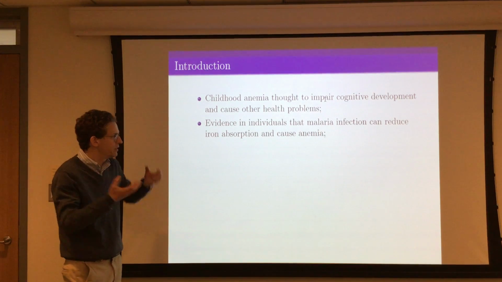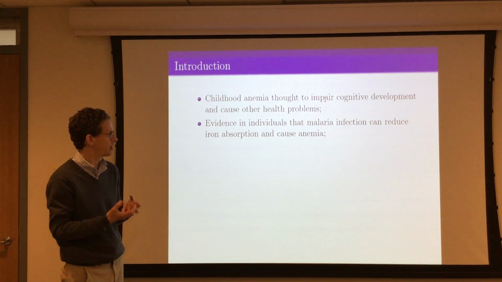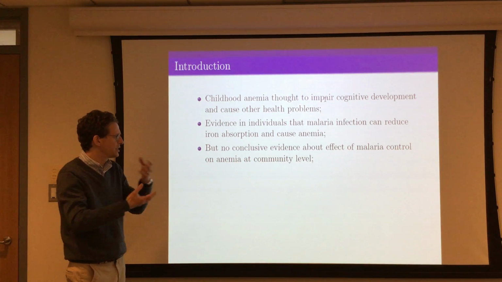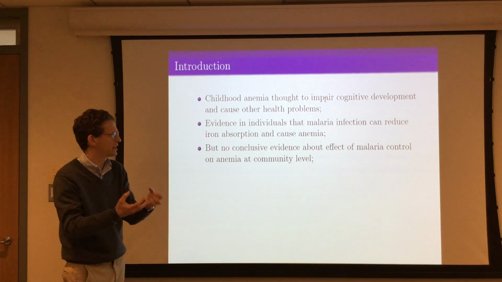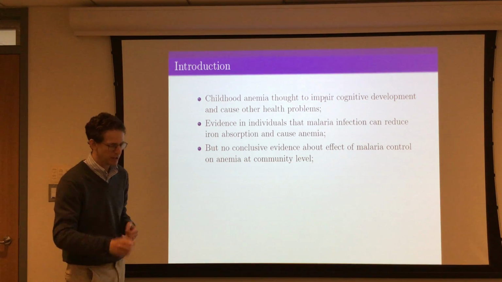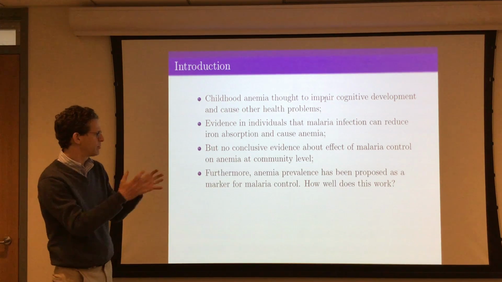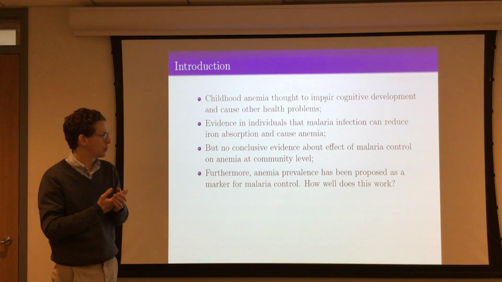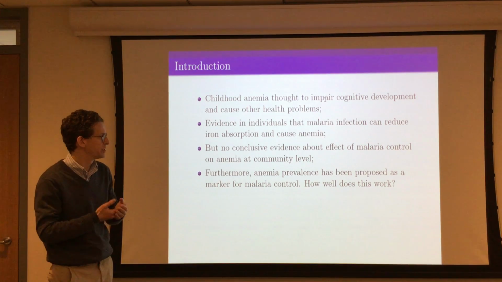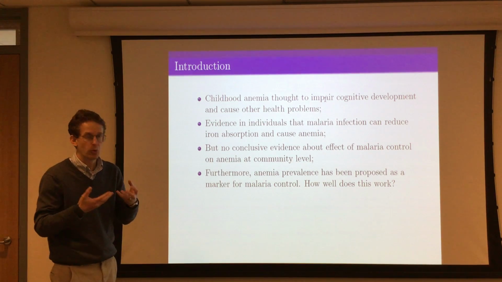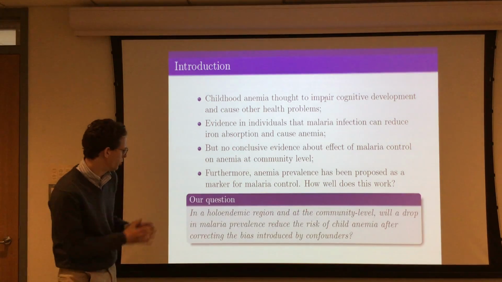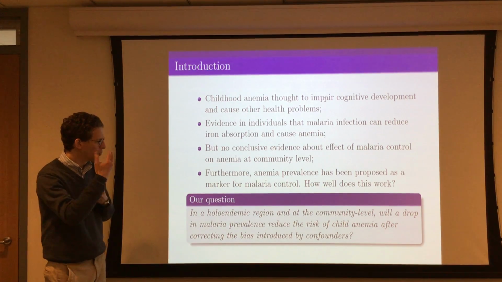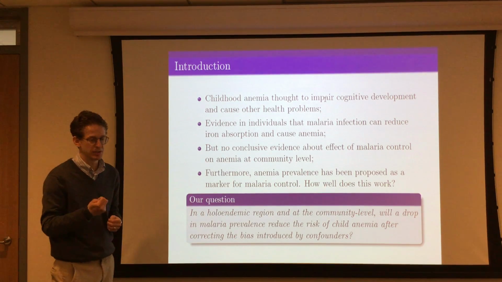There's evidence in individuals that malaria infection can reduce iron absorption and cause anemia, but there's no conclusive evidence at the community level about what the effect of malaria control would be on anemia. Also, anemia prevalence has been proposed as a marker for malaria control because it's easier to measure anemia prevalence than malaria prevalence, but there's not a lot of evidence on how well this works. So our goal was to look, in a whole endemic region for malaria, at what the effect of reducing the malaria prevalence would be on childhood anemia.